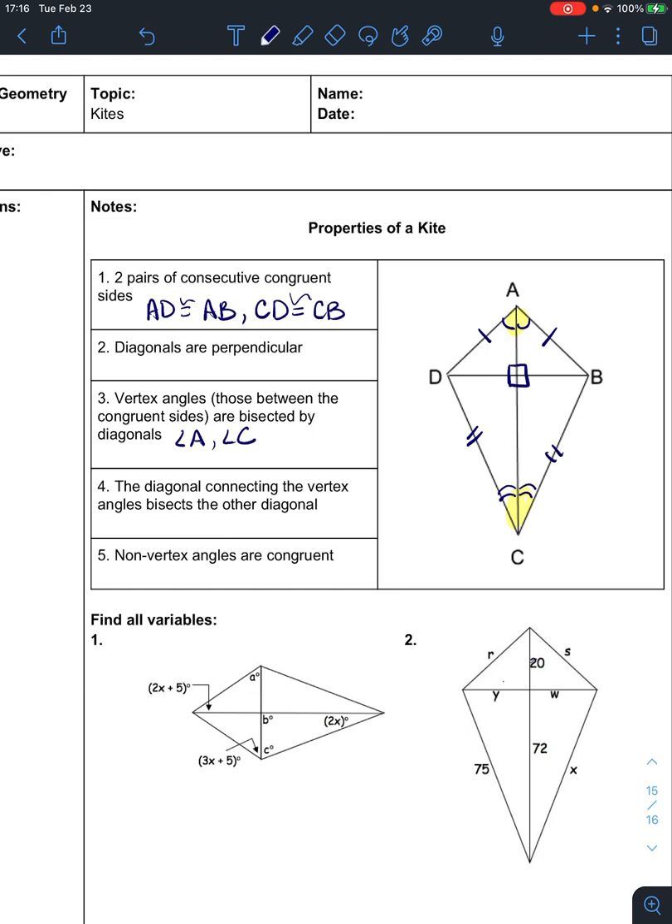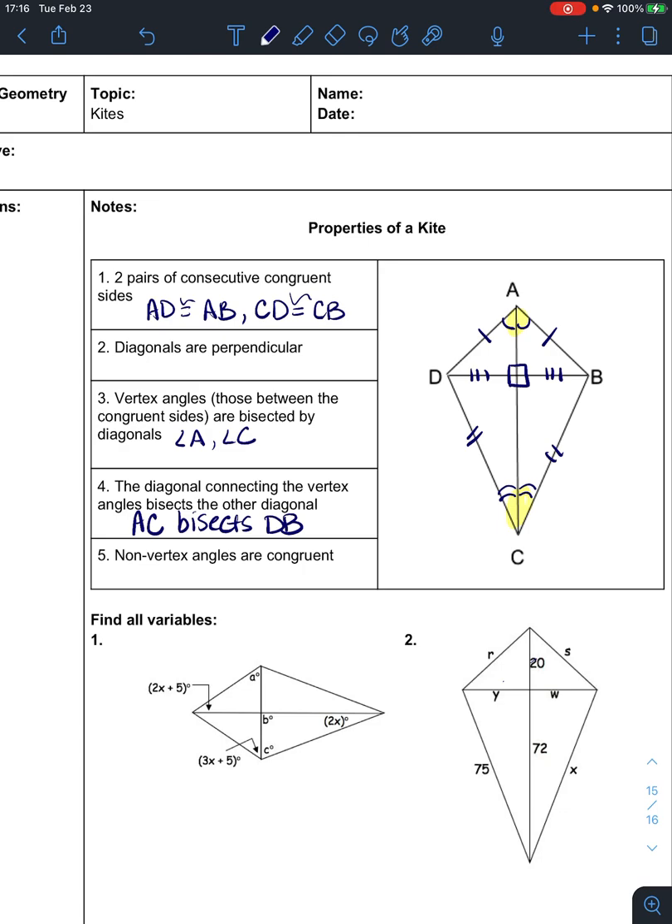The diagonal connecting the vertex angles bisects the other diagonal. So what that means in this particular picture is that AC bisects DB. So now DB has been cut in half into two equal pieces.